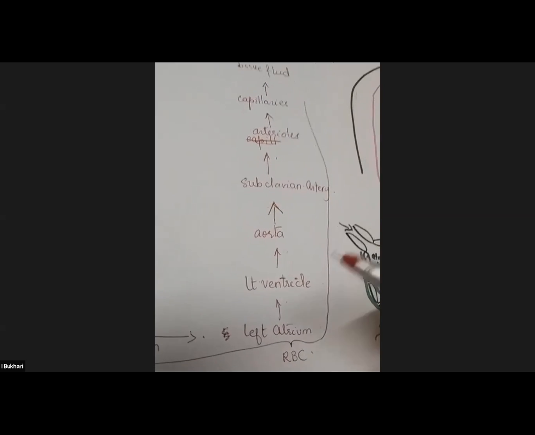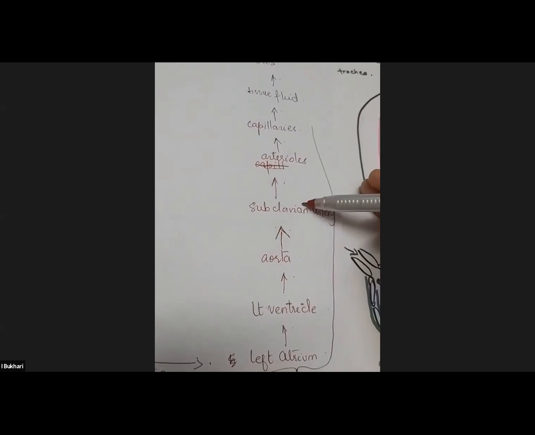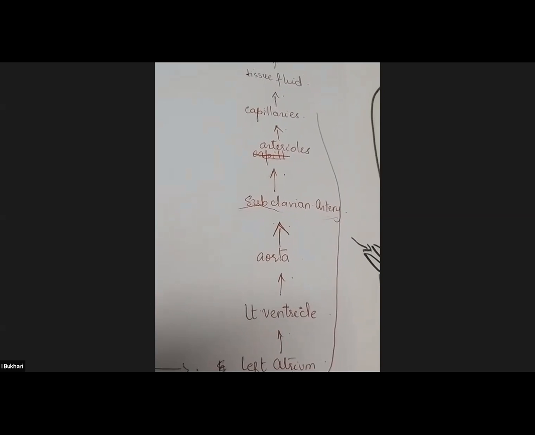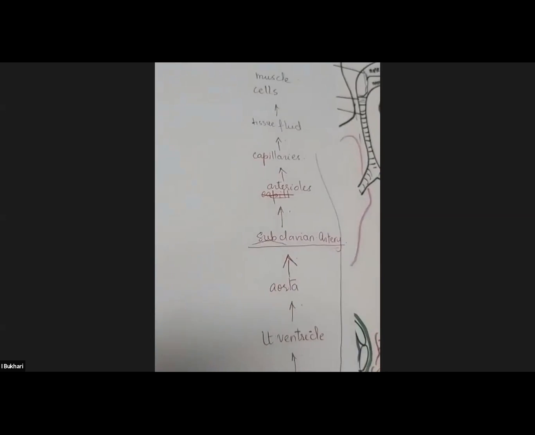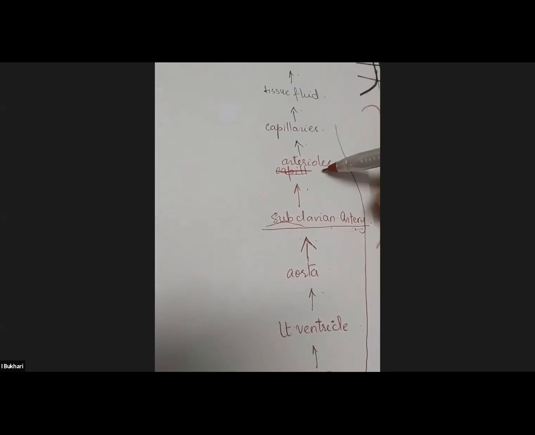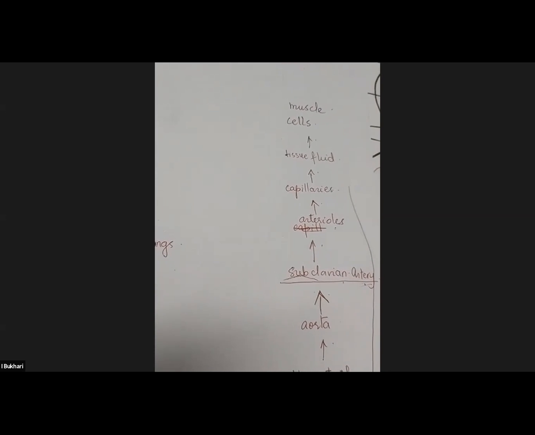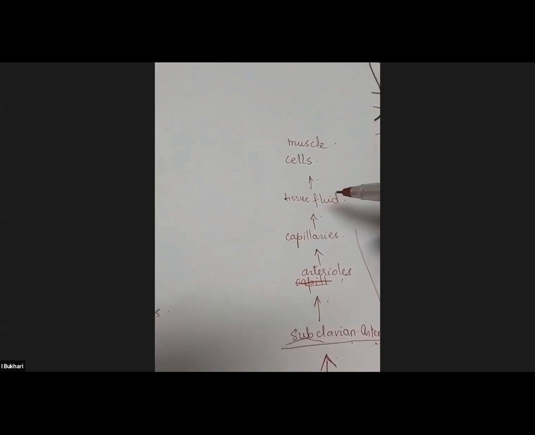So for the blood to enter into the left ventricle, the oxygenated blood must be entering into the left atrium. That's how I think. And so from left atrium to left ventricle into the aorta, subclavian artery is the name of the artery that supplies the arms. Okay, no need to get terrified by this name. Subclavian artery is the artery that supplies blood to the arm. And then the artery branches into smaller arterioles. They further branch into microscopic capillaries, single cell capillaries, and then tissue fluid.